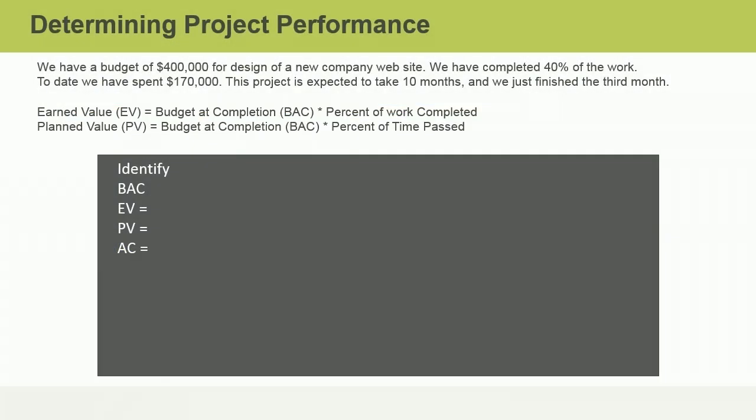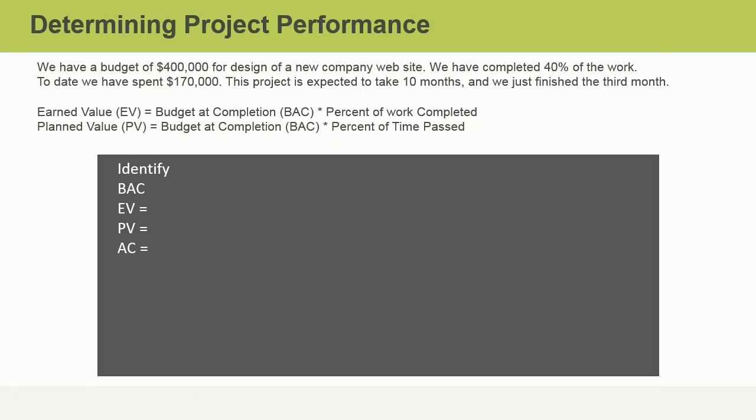In this topic, we are going to take raw data that is presented to us in the form of a word problem, and we are going to use it to determine our project performance. One of the most important things we have to do is to identify the key information in the problem. Let's take this one sentence at a time.